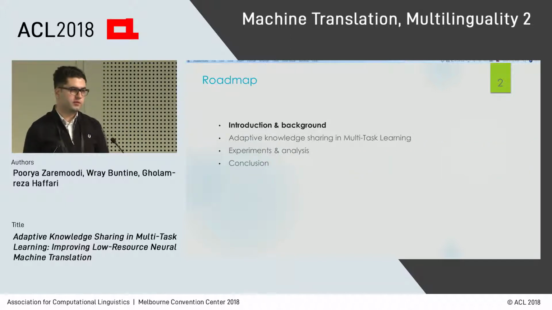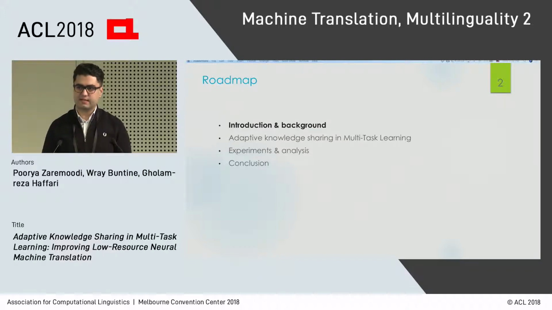Here is the roadmap for this talk. I'll start with an introduction and background. Then we will see the proposed method for adaptive knowledge sharing in multitask learning. After that, we have experimental results and analysis, and finally a conclusion.